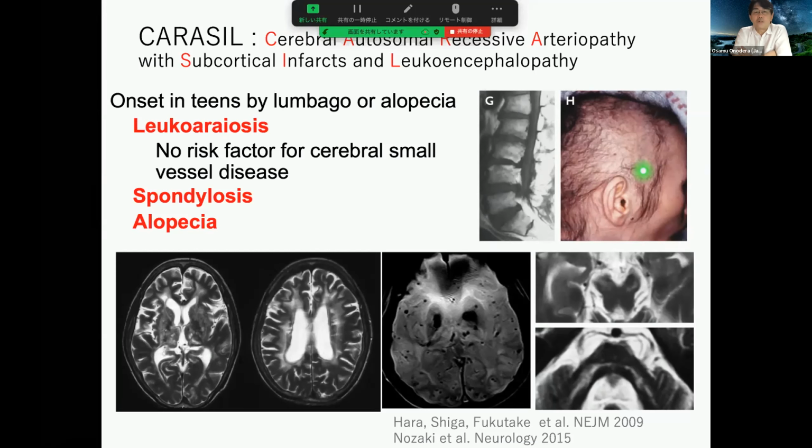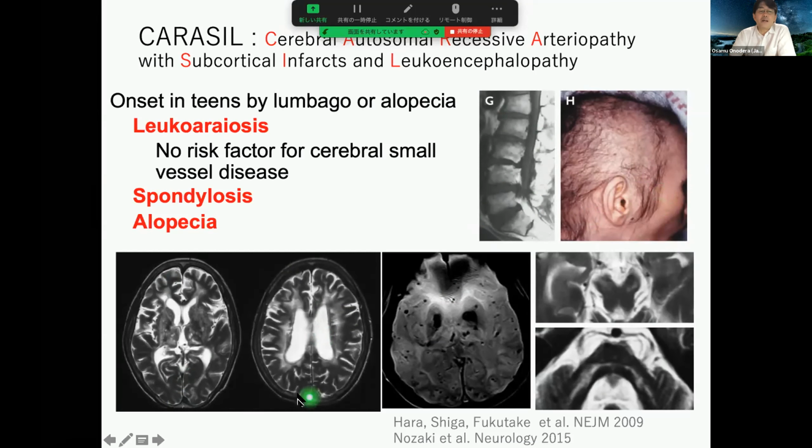CARASIL was first reported from Japan. It's a cerebral autosomal recessive arteriopathy with subcortical infarcts and leukoencephalopathy. CARASIL has three distinct clinical features: leukoaraiosis, spondylosis, and alopecia. These three characteristic features can distinguish the patient and allow diagnosis as CARASIL.